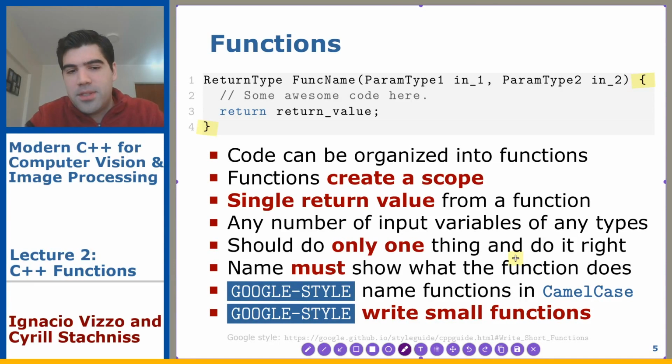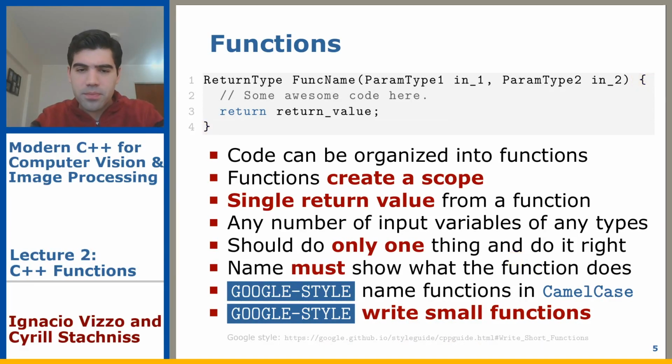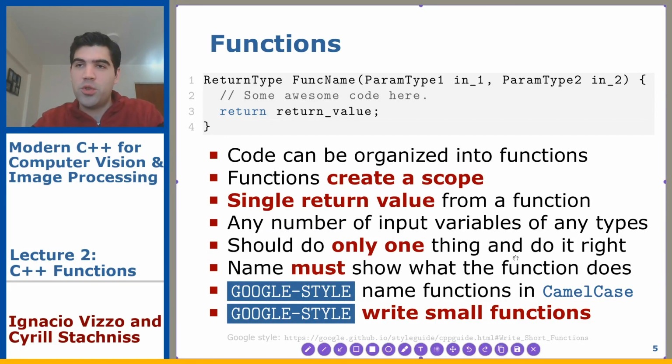Or like that is called the scope of the function. Functions will only have a singular return value. So this means that the return value should be of one type. I will show you an improvement that C++ made over the years for this. But basically, the idea is that you can only return one type.